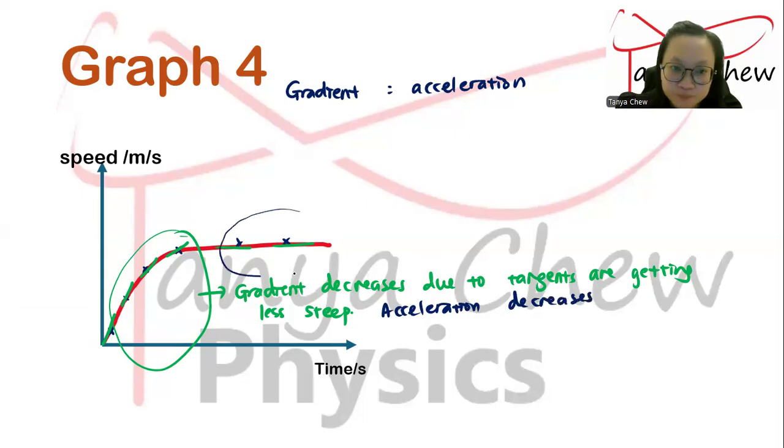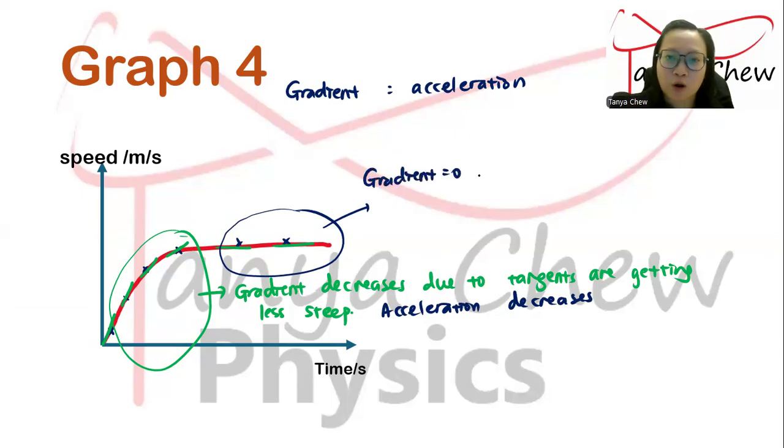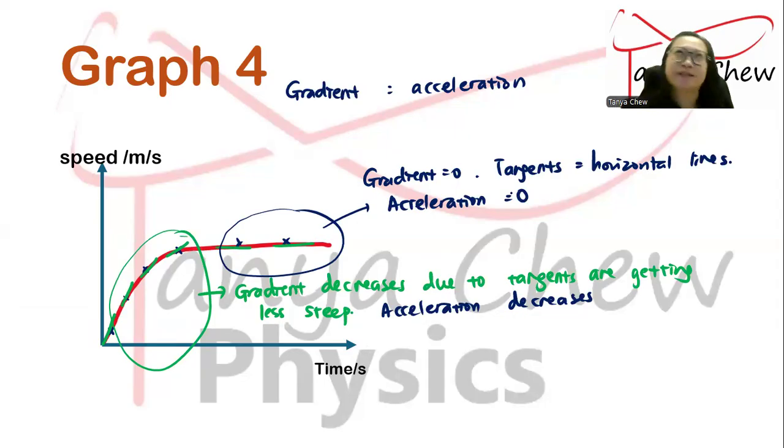And then at this region here, you could see that I can form horizontal lines. My gradient is equal to 0 because the tangents are horizontal lines. So that is why I could also say that acceleration is equal to 0. So you could say that the object moves with a constant speed after that. So if you want to find the area, it is the same thing.